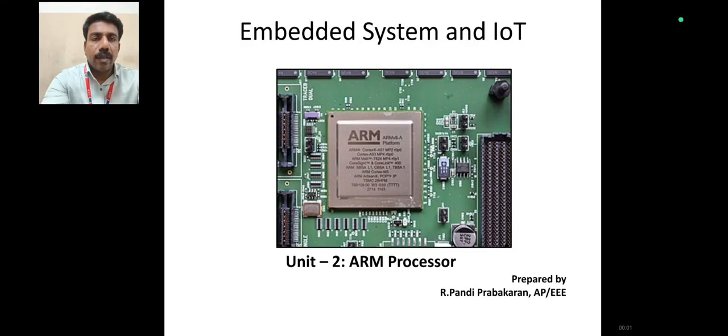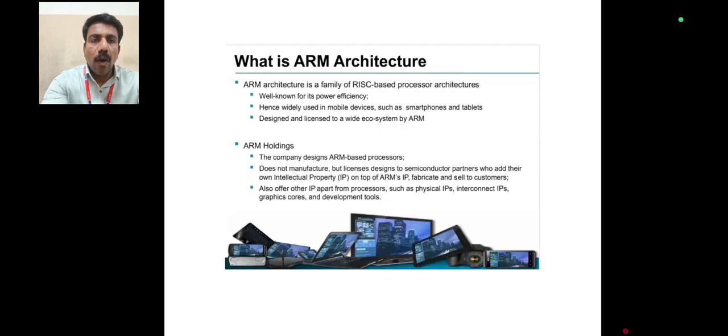Today we are going to discuss embedded systems and IoT. Unit 2: ARM processor. What is an ARM architecture? ARM architecture is a family of RISC-based processor architectures. It is well known for its power efficiency, widely used in mobile devices such as smartphones and tablets.